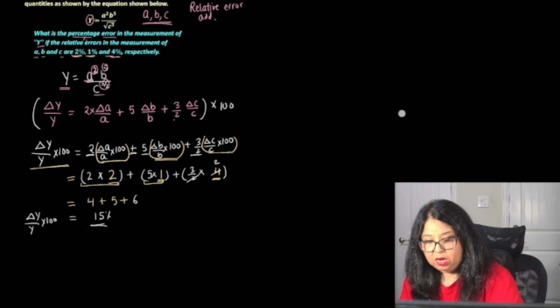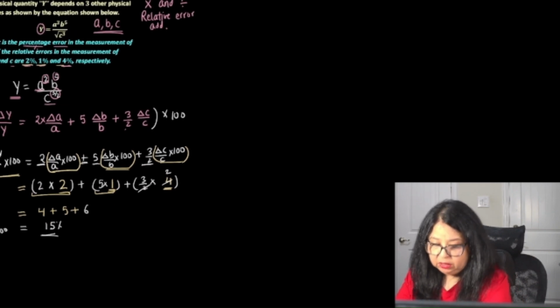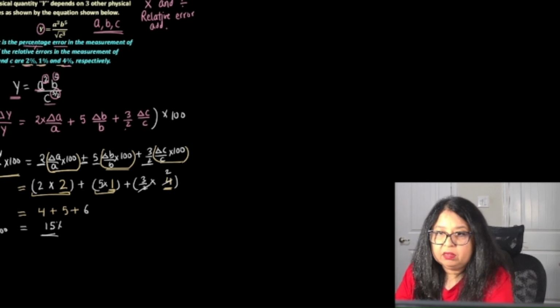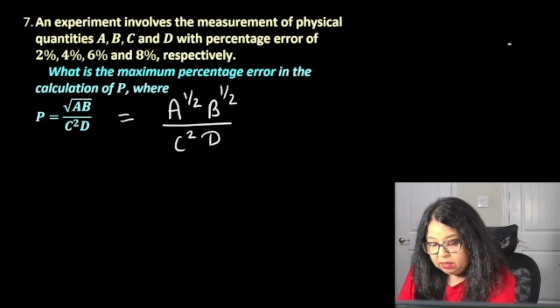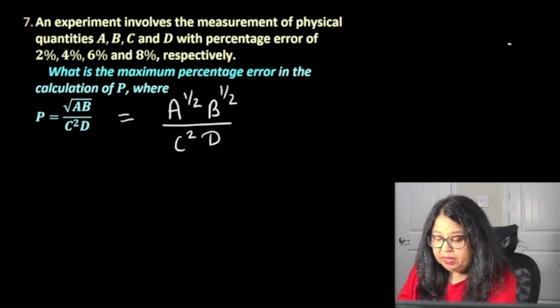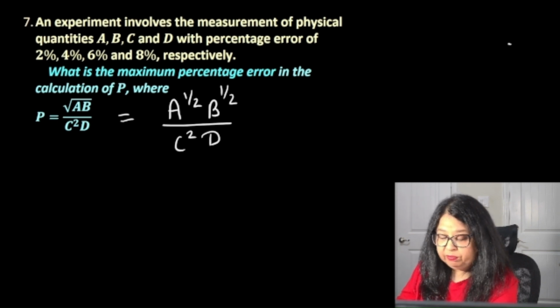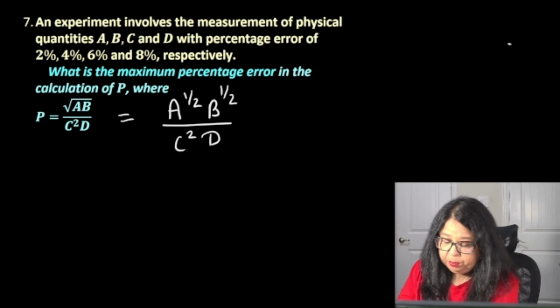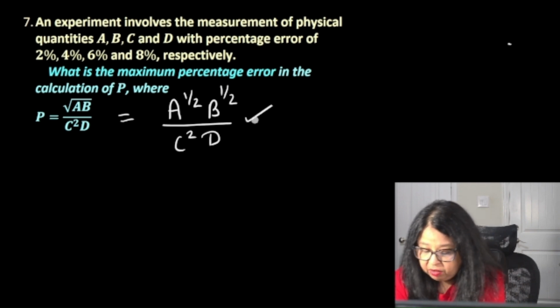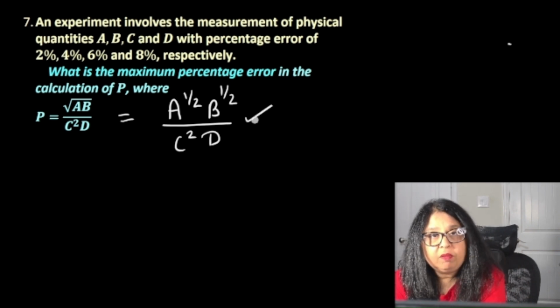Let's look at problem number 7 next. What does that say? Here's our problem number 7. It says an experiment involving the measurement of physical quantities A, B, C, and D with percentage errors of 2%, 4%, 6%, and 8% respectively. What is the maximum percentage error in the calculation of P, where P equals A to the power 1/2, B to the power 1/2, divided by C squared times D.